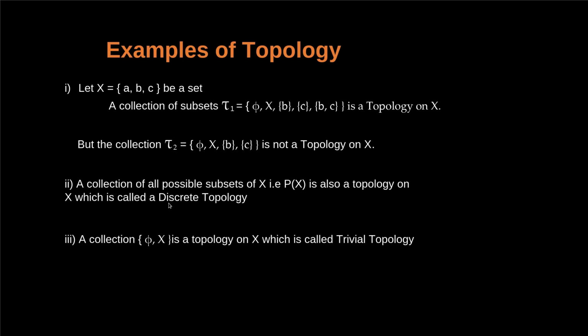And the collection {phi, X} is also a topology on X, and it is called the trivial topology. So this means for any set, the empty set and the set itself form a collection that is also a topology on the given set, because we can verify all the properties: phi and X both belong to this set, so the first property is satisfied. Their union, phi union X, is X, which is in this collection, and their intersection, phi intersect X, is phi, which also belongs to the same collection. So this collection {phi, X} is also a topology on X, and such a topology is called the trivial topology.